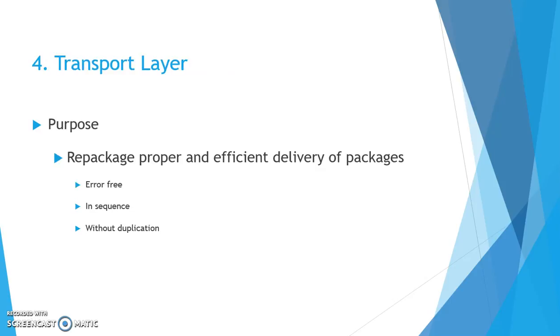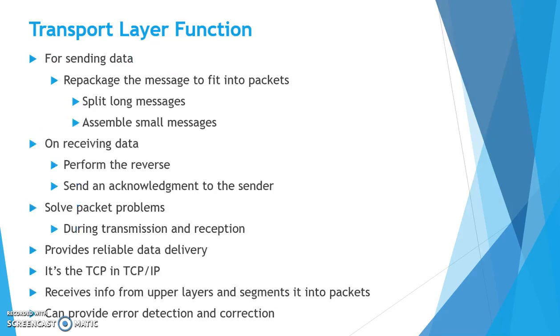Transport layer. The purpose of the transport layer is proper and efficient delivery of packages. That is, the packages are sent in sequence without duplication and error free. The functions of the transport layer: for sending data, it repackages the message to fit into packets. That is, it splits long messages and repackages them. Small messages can be assembled and then sent.